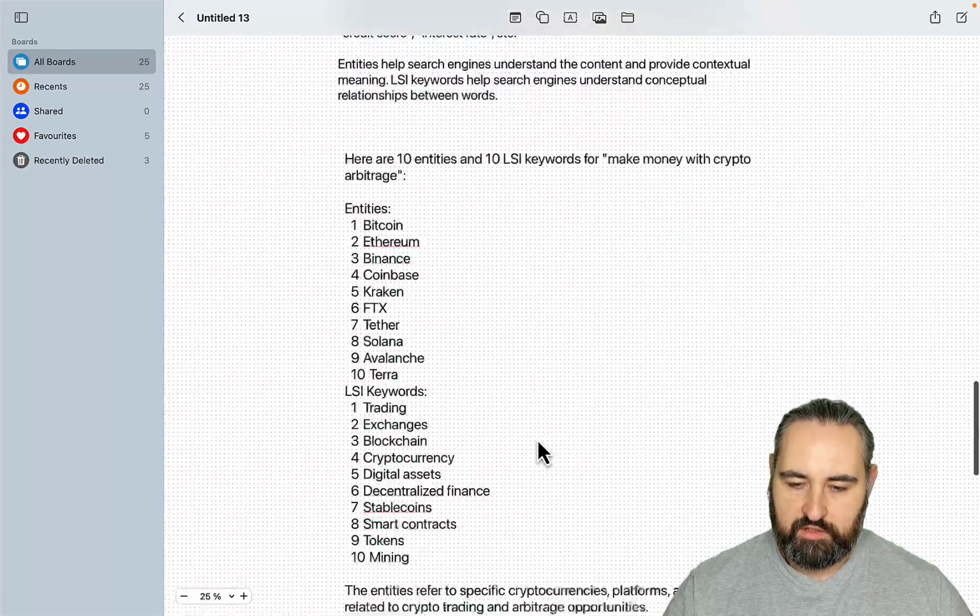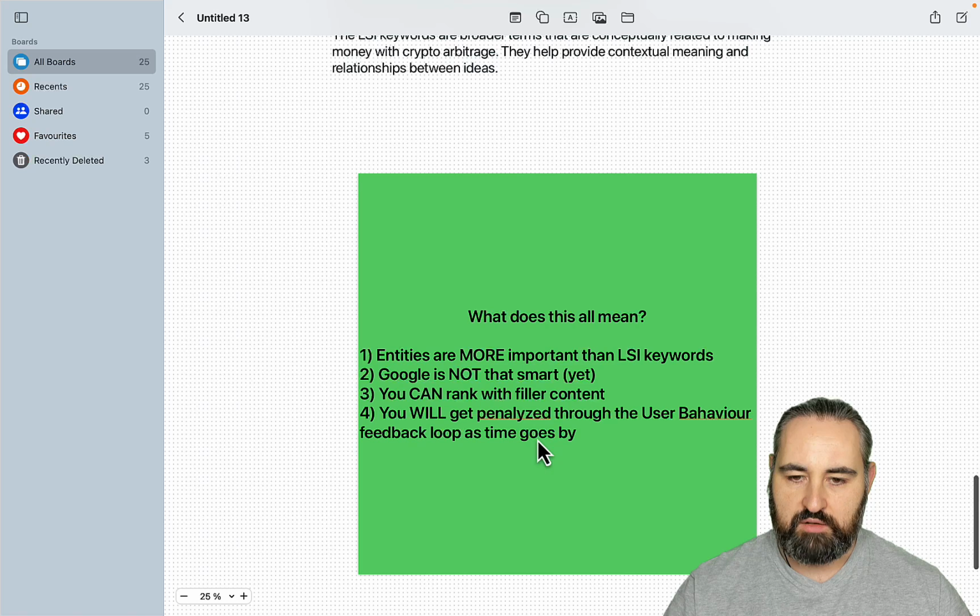So what did I learn, and what I think you should take out from this? First, entities are way more important than LSI keywords. And Google itself says that they are not using LSI keywords to understand the content. The second thing is that Google is not that smart yet. So Kaya Roof has been talking about this for ages, that Google does not pass value judgment. It itself cannot judge your content. It won't be able to read your article and just say what a wonderful piece of content that was.